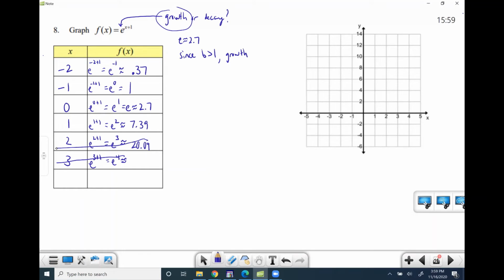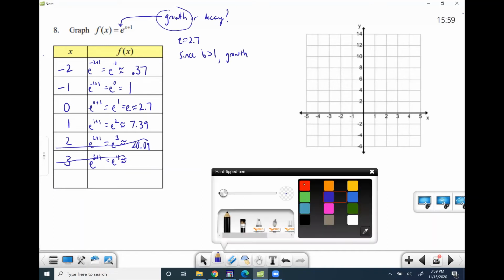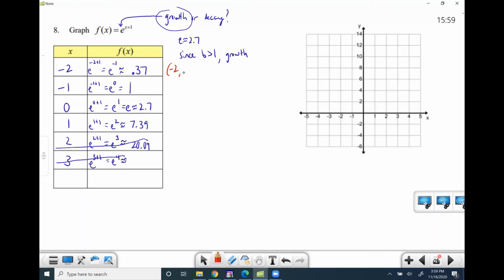So here we go. -2, 0.37. All right, so remember 1 is right here. So when somebody says 0.37, you're not even at 1, so maybe really, really small. The next ordered pair, -1, 1. Then 0, 2.7. If 3 is right here, 2.7 would be less than 3, so maybe right there.